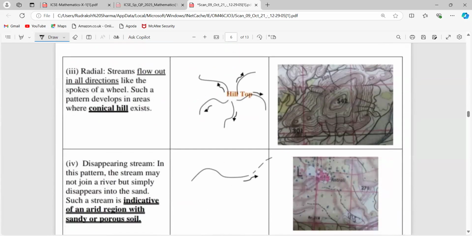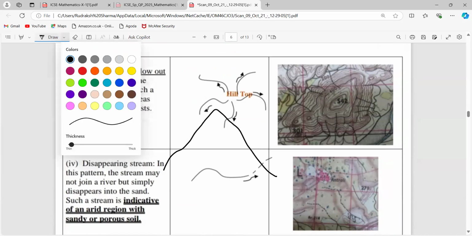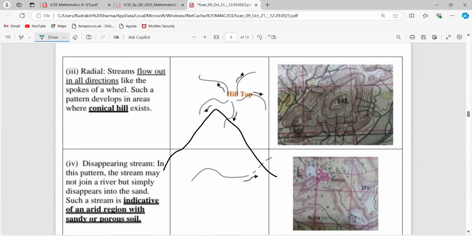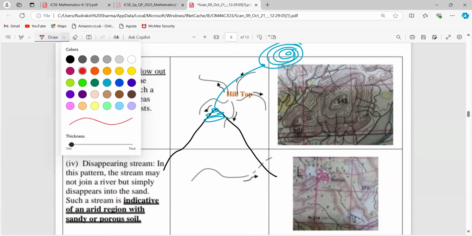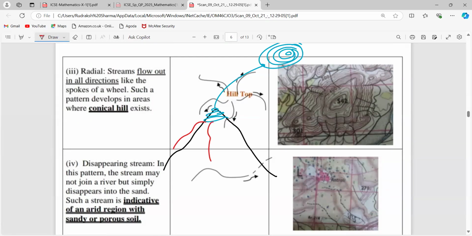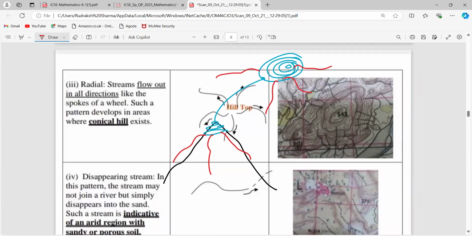Now coming to radial. Radial streams are generally visible at a high altitude. For example, this is one mountain, and if we draw the contour interval of this one, you can see it like this. So if we draw here, some structure like this will form. Now in this case, if the stream is flowing this way, this way, this way, then the contour map will form like this.